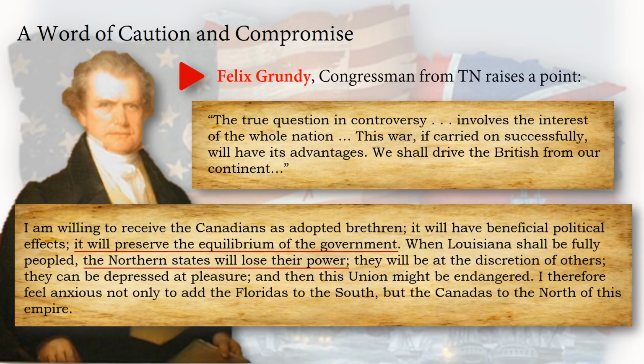By adding Canada, if we win against the British, it will preserve the equilibrium of government, because you see, we are talking about the population of the Louisiana Territory, and Felix Grundy says a lot of this will go into the southern political orbit and therefore cost the Northerners political power. But if we can add Canada, then that will give the Northerners political power. I think this is interesting because you see the bat squeak of sectionalism really begin to be heard here in the War of 1812.